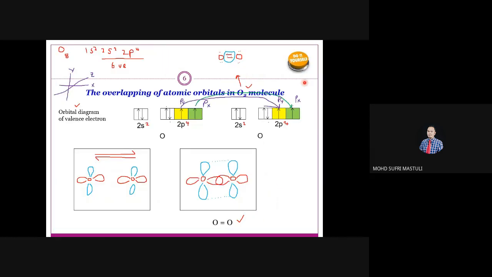So when we go to oxygen, we know from the Lewis structure it is oxygen double bond oxygen. So after we draw the orbital diagram, we know in order to form the double bond, it should be px with px and also py with py. This is the way of atomic overlapping.